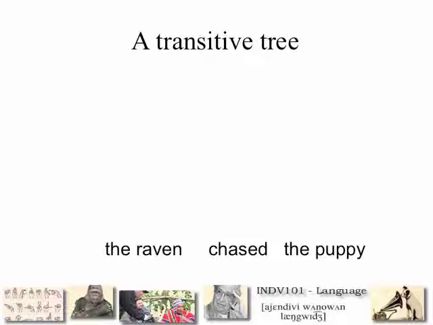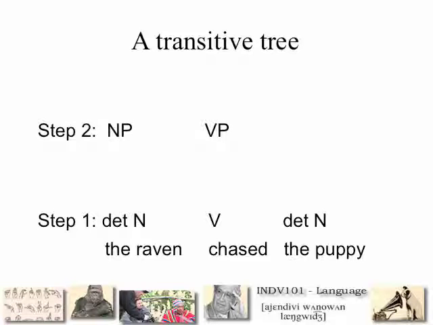So here's our transitive sentence. The raven chased the puppy. And we're going to build a tree for this sentence. We start with the same steps that we did with the intransitive trees. First, we label all the words with their category label. And then, because we know that a sentence is always composed of a noun phrase subject and a verb phrase predicate, we put those nodes in next.